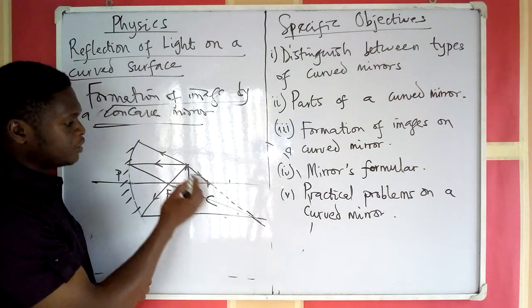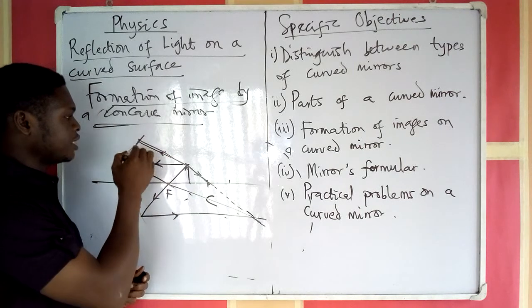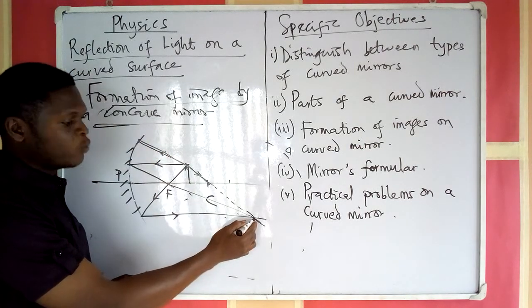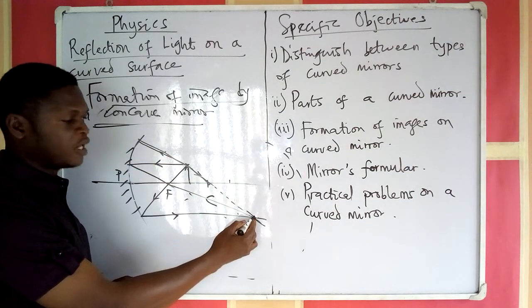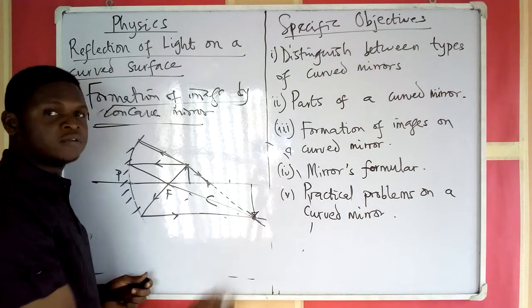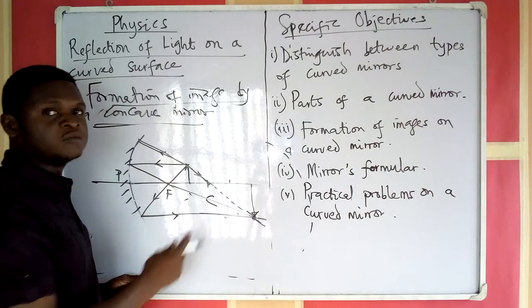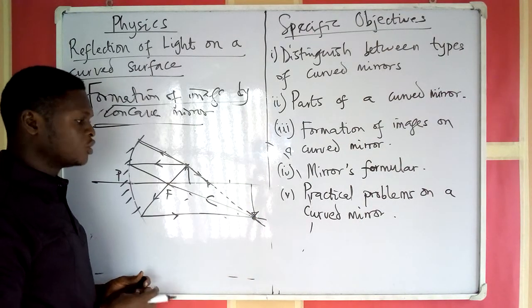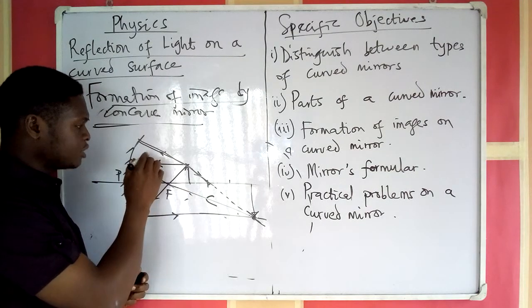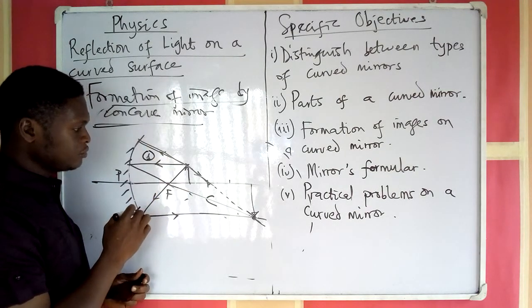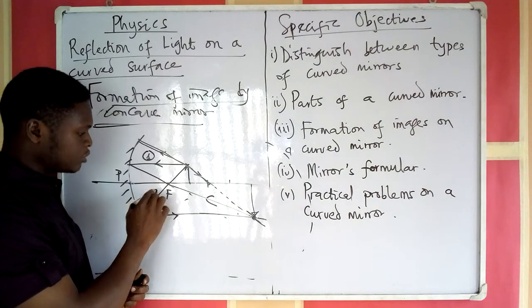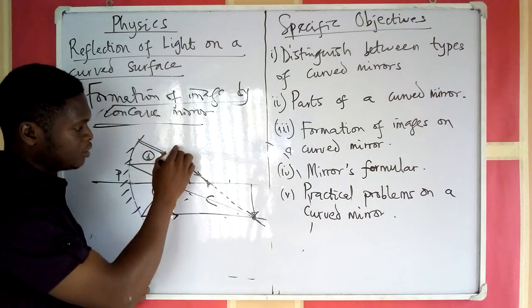In the sense that three of them will intersect at a point. And where there is intersection of rays of light, that is where images are formed. So this is the kind of image we are going to have. So these are the rays. I call this one ray 1, I call this ray 2, and I call this ray 3.